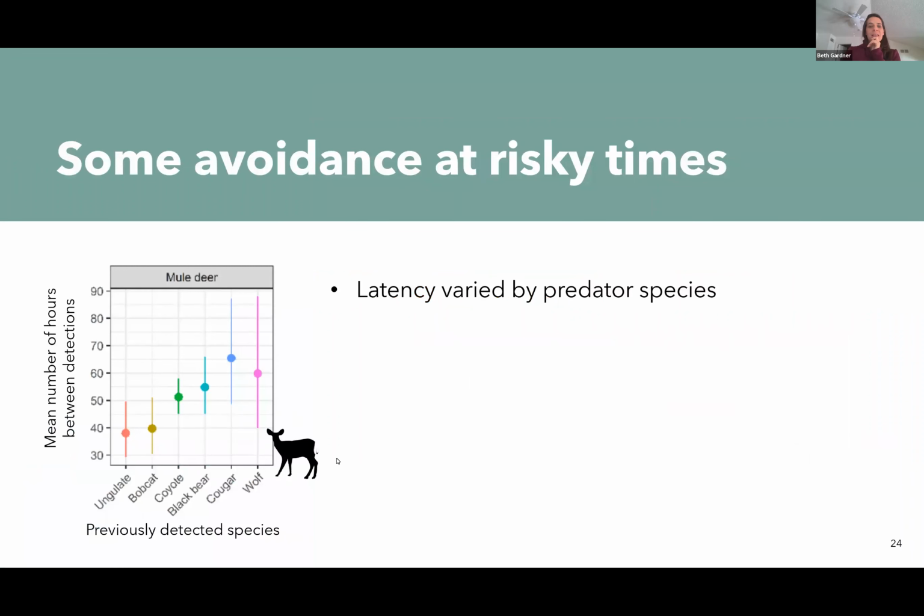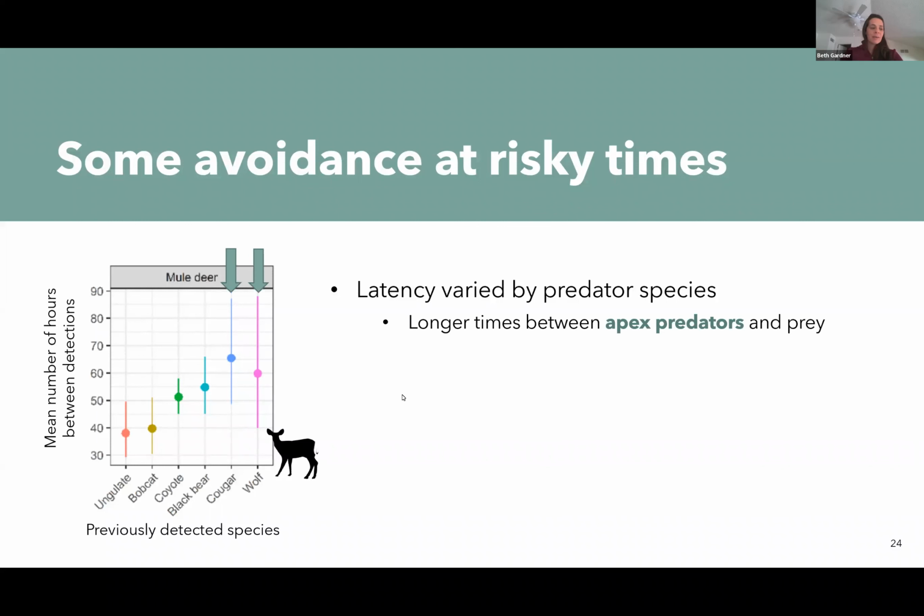And here's what we see. This is for the mule deer. We saw that that latency of time varied. So here we have the number of hours between detections and then each of the species. So in this case, if you look at wolf, this means we have a picture of a wolf followed by a picture of a mule deer. And the time between that on average was about 60 hours.